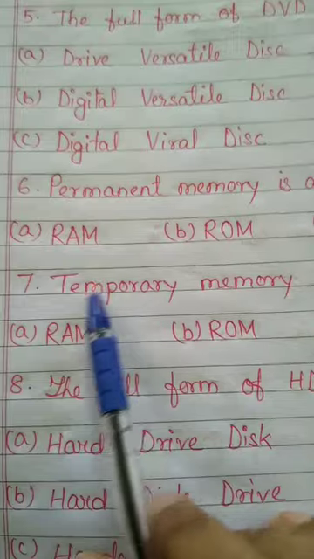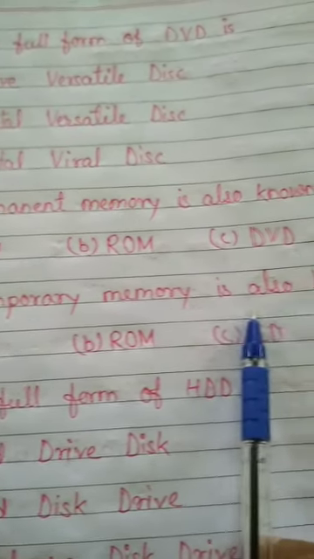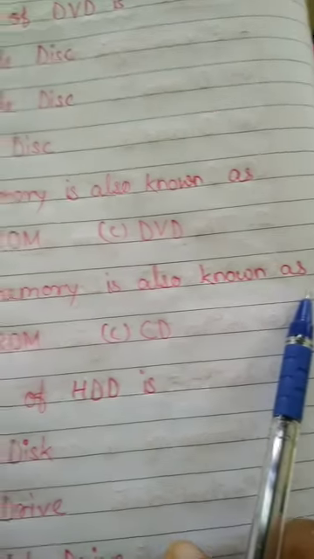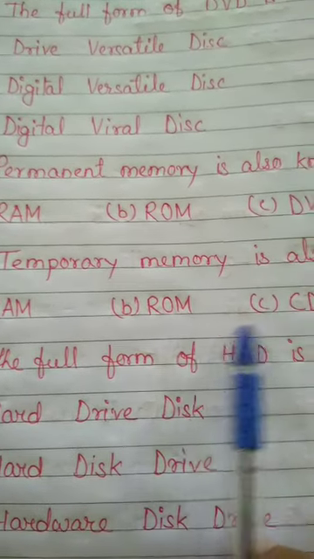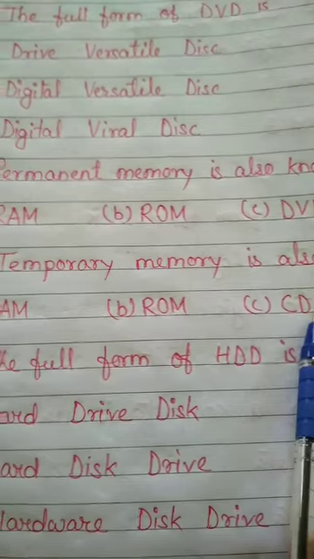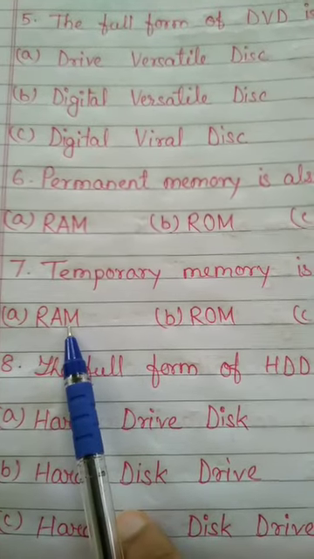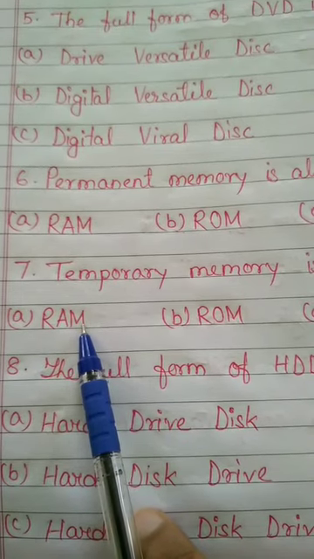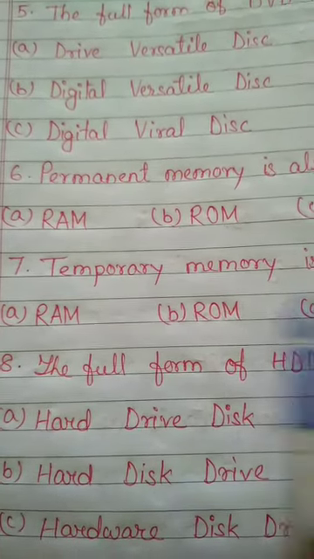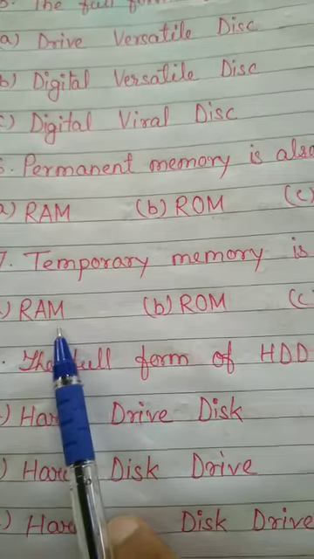Question number 7. Temporary memory is also known as option A RAM, option B ROM, option C CD. This one is the correct option. Yes, RAM is known as temporary memory. Temporary memory is also known as RAM, random access memory.